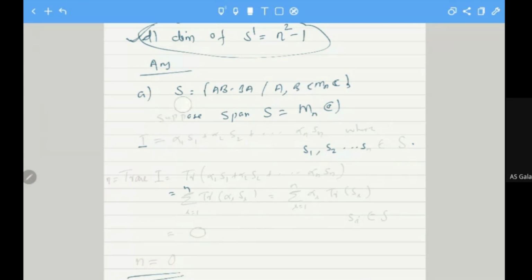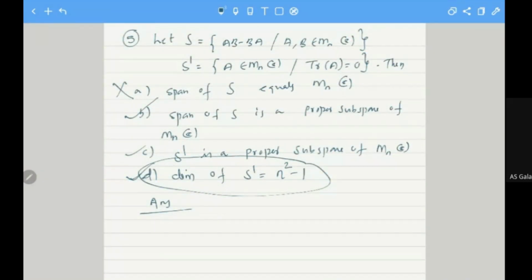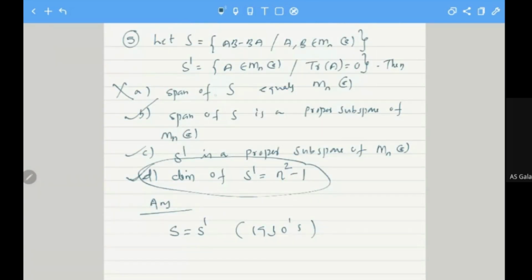In fact, just look at this problem once again. What we have taken is S, the set of all AB minus BA such that A comma B are elements of MNC, and we are taking the span of that set. And next is S prime, the set of all A in MNC such that trace of A equals 0. This is a well-known fact: S is actually equal to S prime. You don't even need to take the span of S.